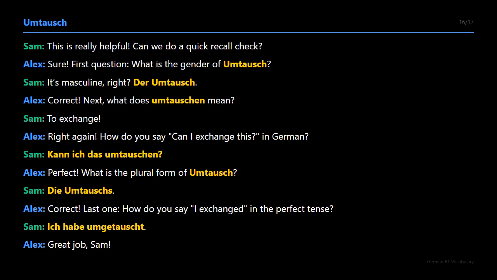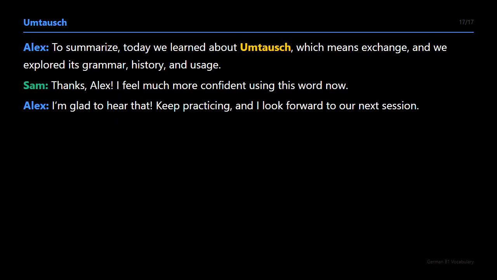Great job, Sam. To summarize, today we learned about Umtausch, which means exchange, and we explored its grammar, history, and usage. Thanks, Alex. I feel much more confident using this word now.